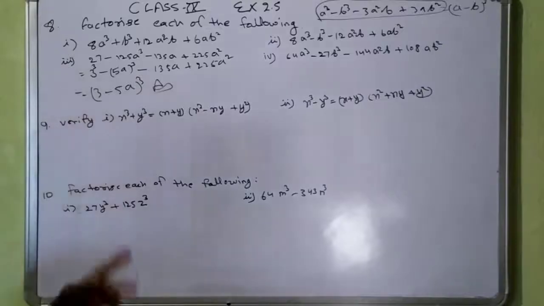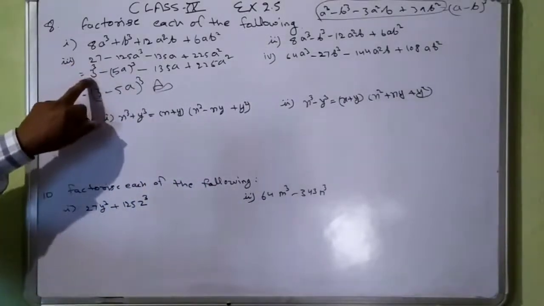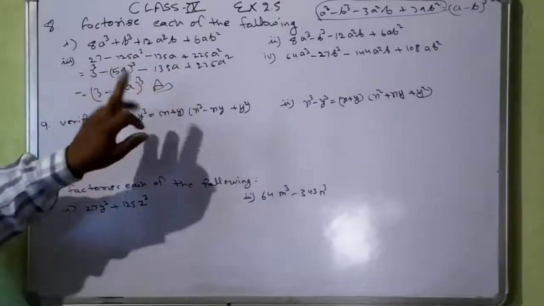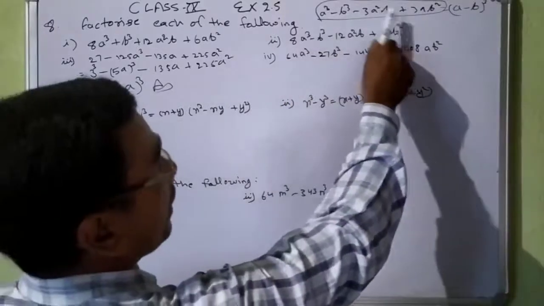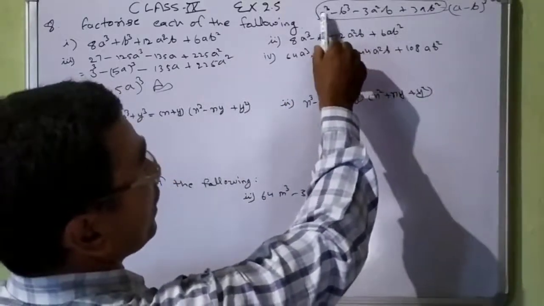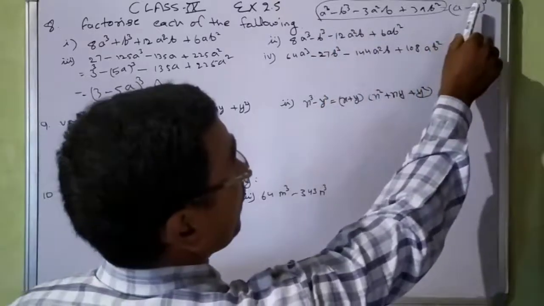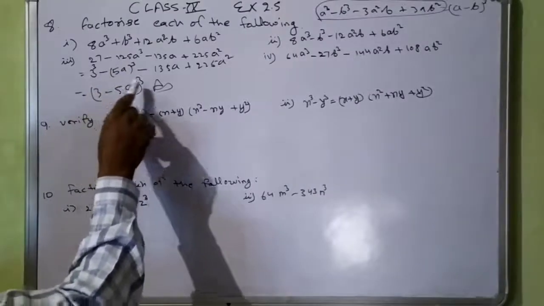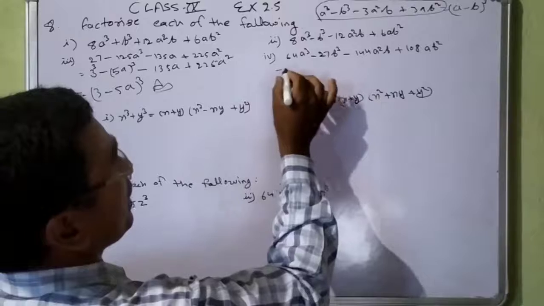Right? Again see that 27 is converted into 3 cube, and 125 a cube is converted into 5a cube. Or we will see the identity of this one. You know this identity, a cube minus b cube. So we have taken only a and b and whole cube. So here also a and b and whole cube. Right? The fourth part also we will do like this.